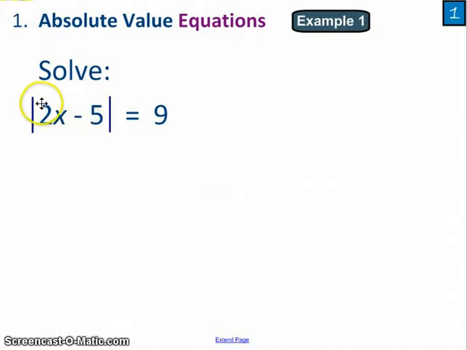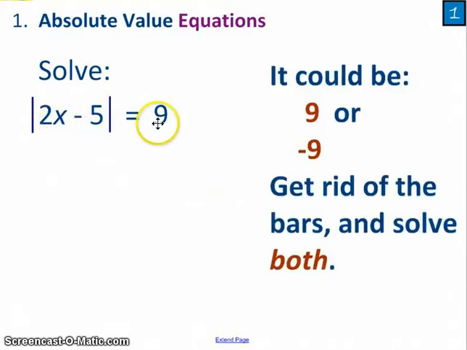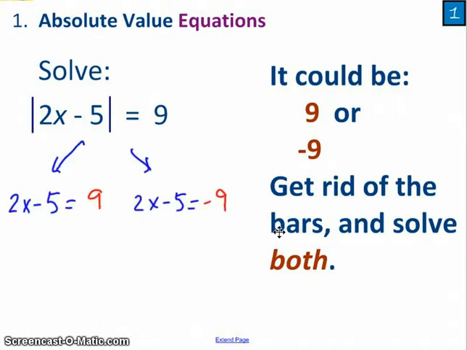Solve the absolute value of 2x minus 5 is equal to 9. In other words, tell me what x is that would make this statement true. Well, because it's an absolute value, the total on the left could be 9, but it also could be negative 9, right? If negative 9 were the expression inside these absolute value bars, that would still be true. The absolute value of negative 9 is 9. So what you need to do is get rid of the bars and solve both different scenarios.